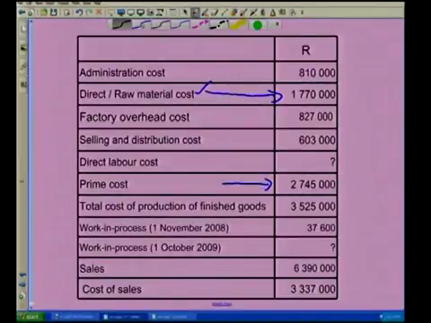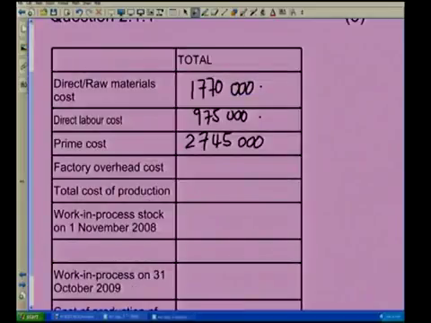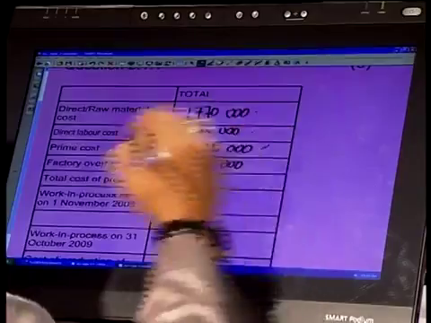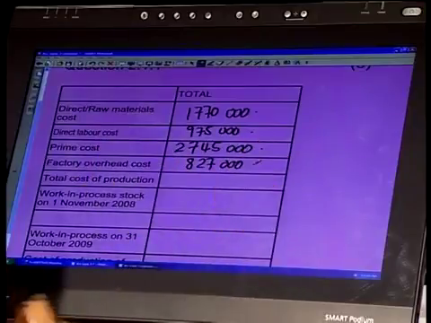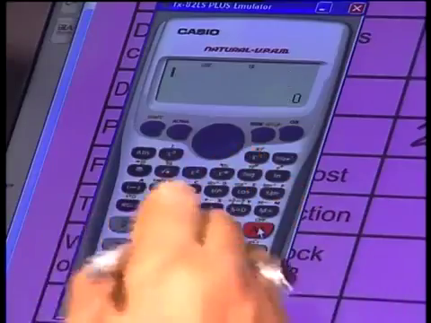So therefore, next one, factory overheads. Let's go and see, do we have that? So as you work on your question paper, make a note. I've dealt with my direct labor. I've dealt with my prime cost. What am I working with now? My factory overheads cost, which is 827,000. So factory overhead cost 827,000. Got that?